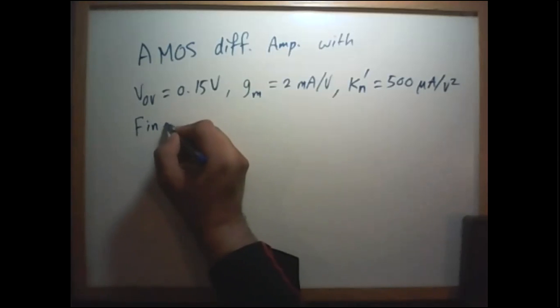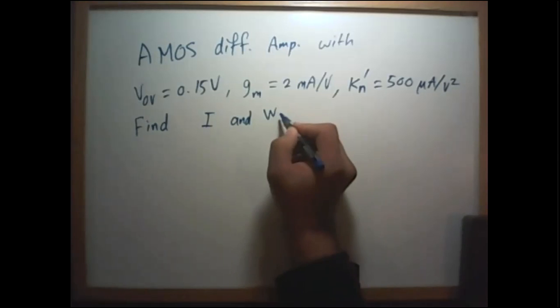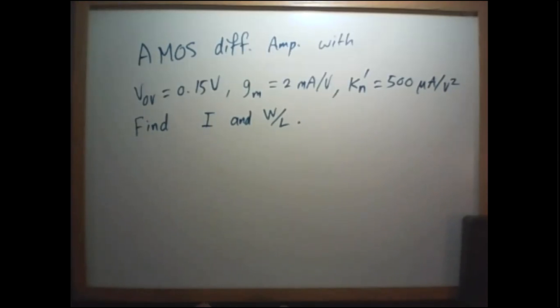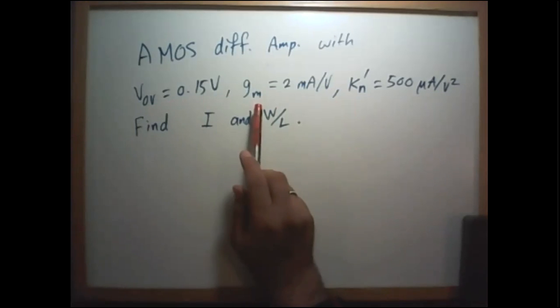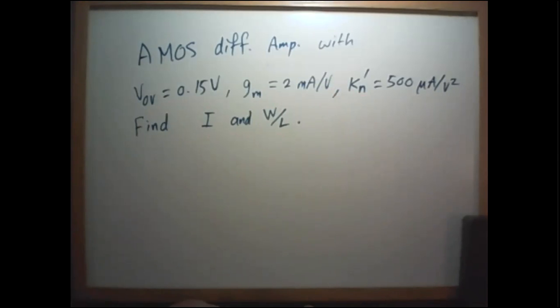The question is, or the required is, to find I and W over L. Any idea how to solve this? So we are given these three pieces of information. So overdrive voltage is this, GM is this, Kn prime is this, and we need to find the tail current source I and the dimensions of the transistor. So this is a differential pair with these parameters. Any idea how to find I and W over L? Go back to the slides and try to see the equations and how to utilize these equations to find these things.